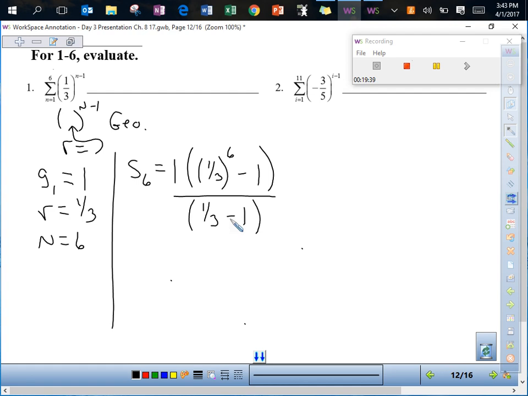Now guys, we want exact values when possible. After you do this, you're going to get some decimal. You're going to hit Math Enter Enter. And if you ran this through correctly, you should get an answer of 364 over 243. That's the number we want, not that 1.4979 number. Be exact when you can.